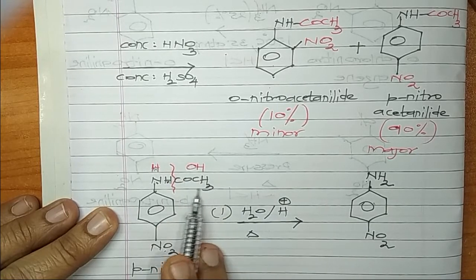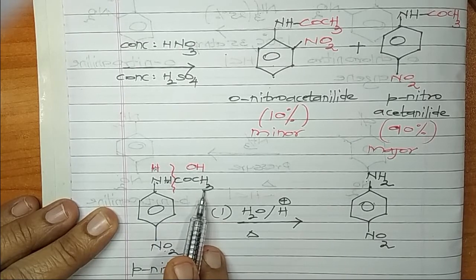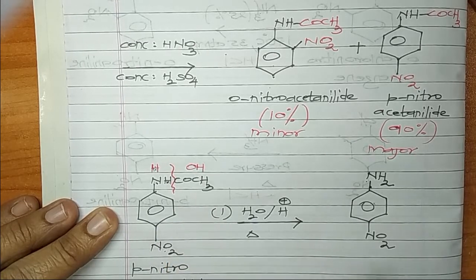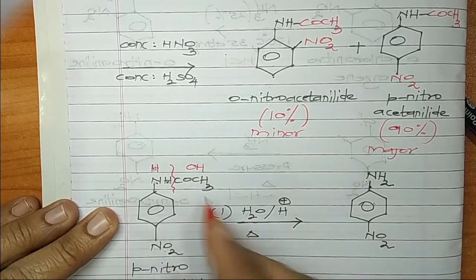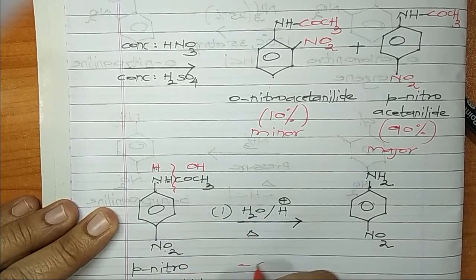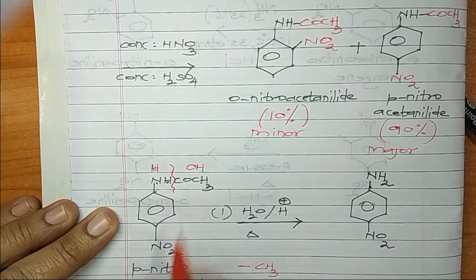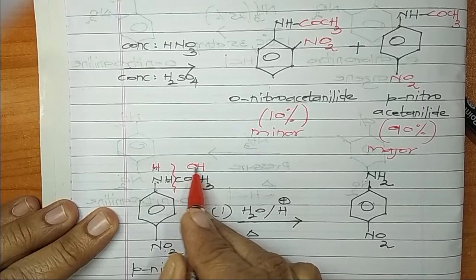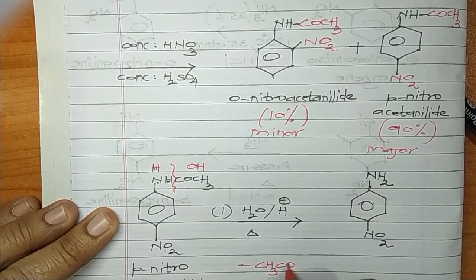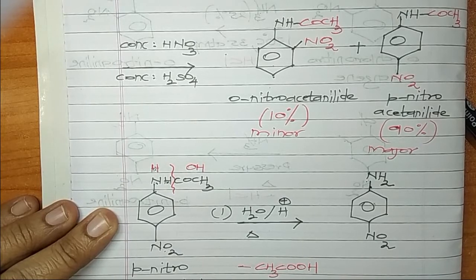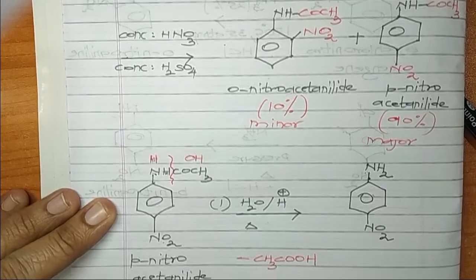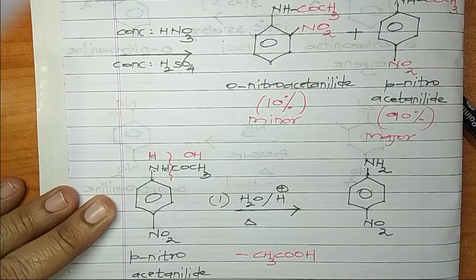Now this part will be removed in the reaction. What is removed in the reaction? Removed, so I say minus. Let us work this out. This is CH3, this is COOH. It's a very famous, popular compound: acetic acid is removed in the reaction.